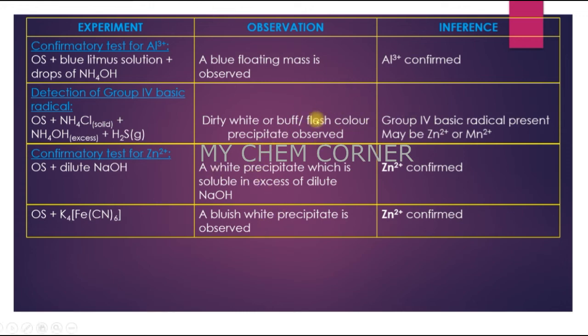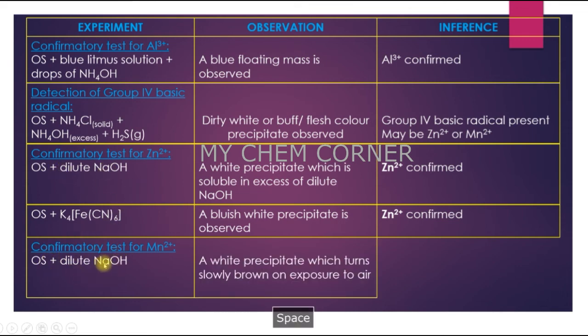Now if you get a flesh color precipitate in the group test, you will do the confirmatory for Mn. So Mn and Zn, the first confirmatory is common. You take OS and dilute NaOH, but the observation is slightly different. In both you get a white precipitate, but for Mn you get that white precipitate and you just leave it there for some time. That white precipitate will slowly turn brown color. Now that is going to confirm the presence of Mn2+. So that is for Mn.